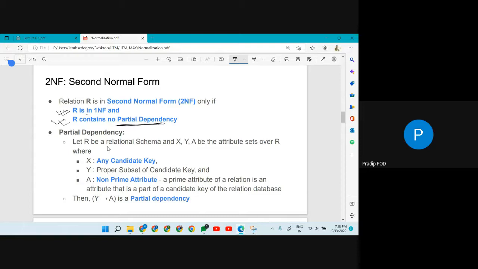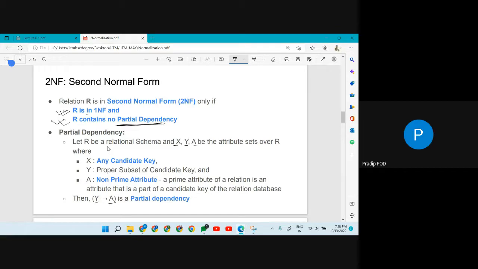definition. Let R be a relational schema. X, Y, and A be the attribute sets over R, where X is any candidate key and Y is a proper subset of the candidate key and A is a non-prime attribute. Right. So we already discussed what is a prime attribute and what is a non-prime attribute, right? Then Y to A is called partial dependency.